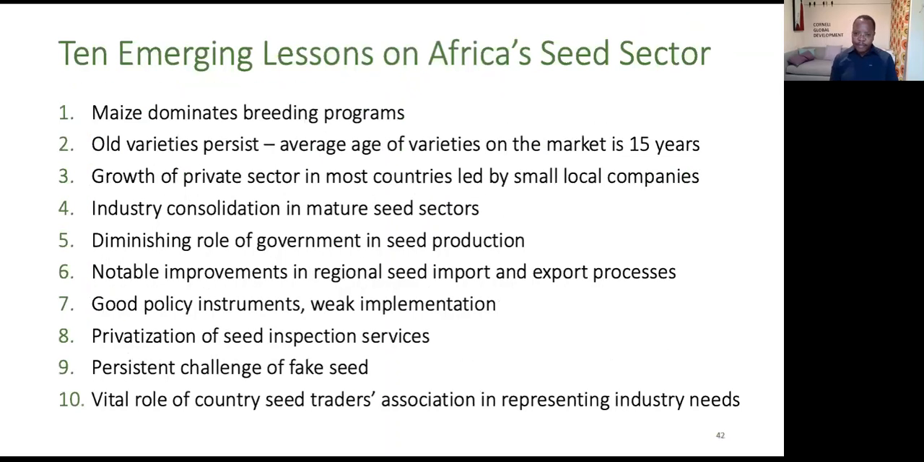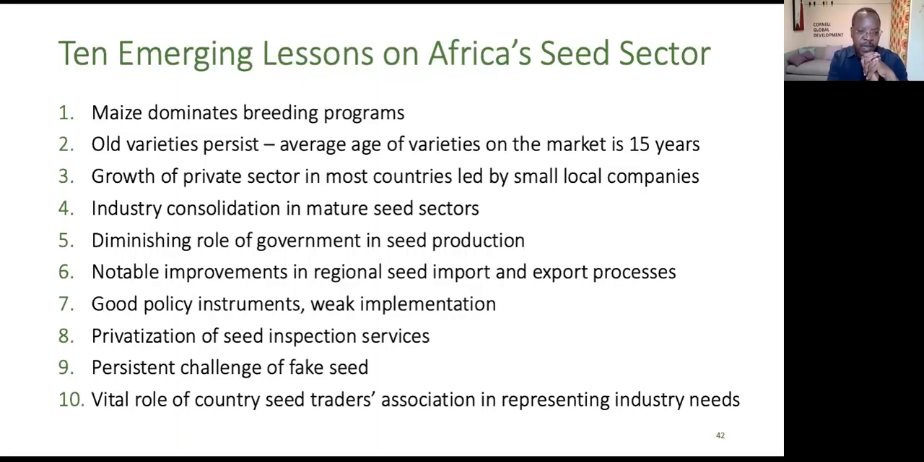To summarize, the 10 emerging lessons that we're getting from TASAI to date is that 1, maize is still dominating the breeding programs. We're trying to encourage public investment to go to other crops as well. 2nd, we've noticed that old varieties continue to persist. Farmers like the old, tried and tested varieties, but those varieties often lack the latest technology, and we're trying to have higher variety turnover. It's the equivalent of farmers being stuck on the 1st generation Nokia cell phones and are refusing to adopt the newer technologies coming on the market.